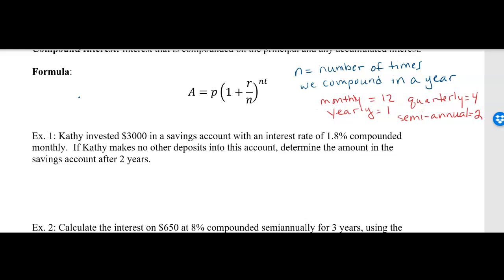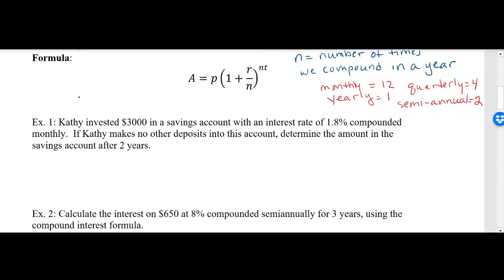For example, let's go ahead and look at example 1. Kathy invested $3,000 in a savings account with an interest rate of 1.8% compounded monthly. If Kathy makes no other deposits into this account, determine the amount in the savings account after 2 years. The word compounded means we're not going to be using simple interest.